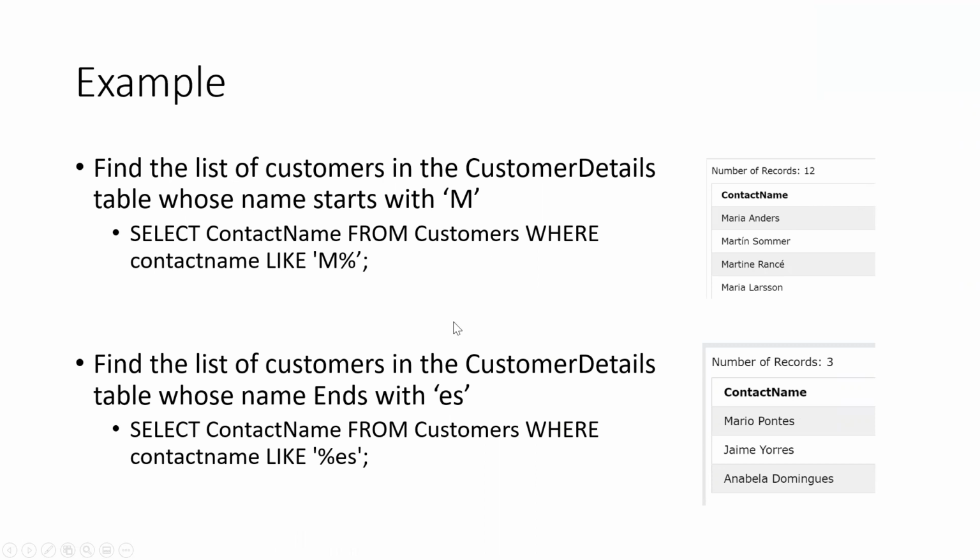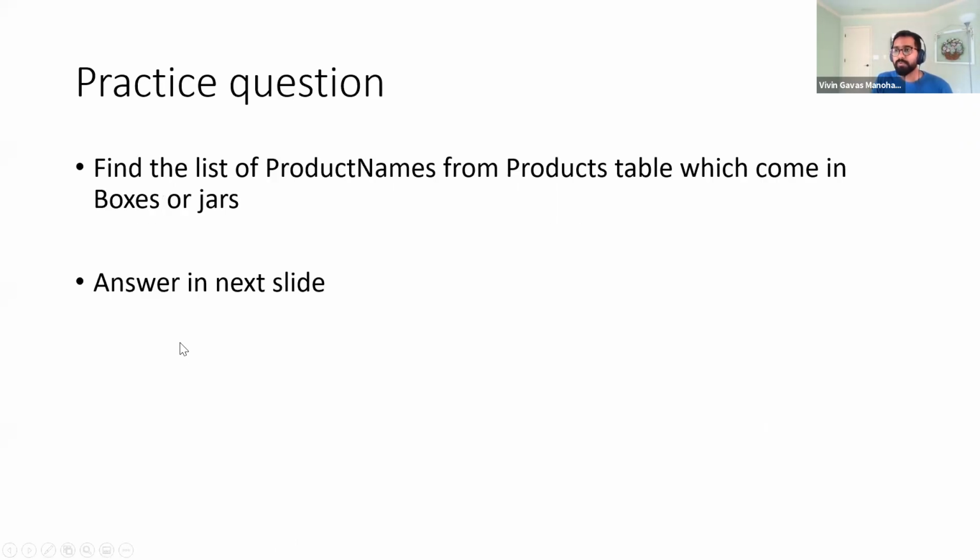Yeah. All right. Again, this was a simple example that I wanted to show, and I want to open it up for you guys to work out some of the problems that we have. So let's take a practice question. Find the list of product names from the table which come in either boxes or jars.